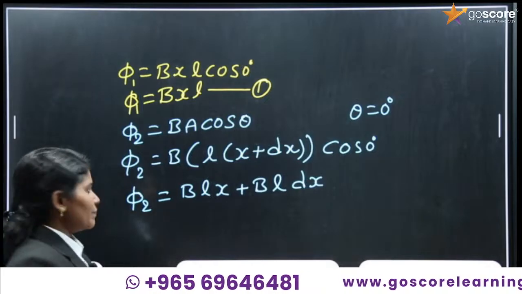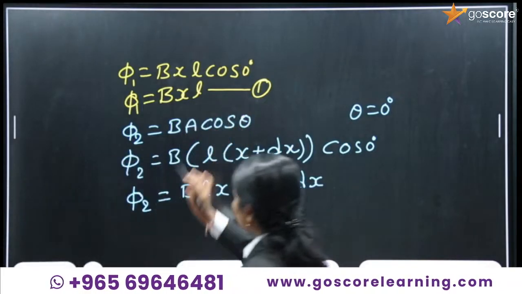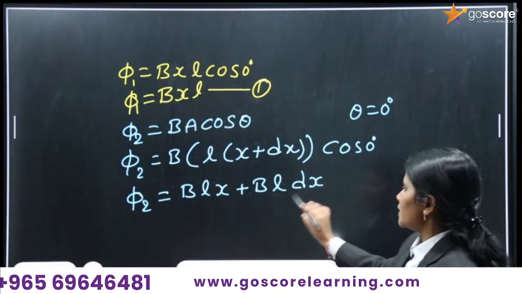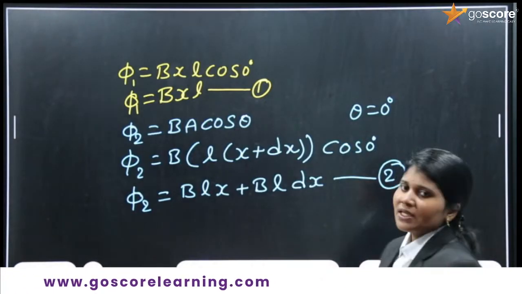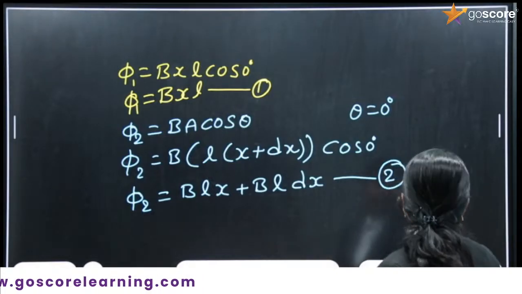Cos 0 is 1. So what is phi 1? BXL. Phi 2 is BLX plus BLdx. This is the second equation.